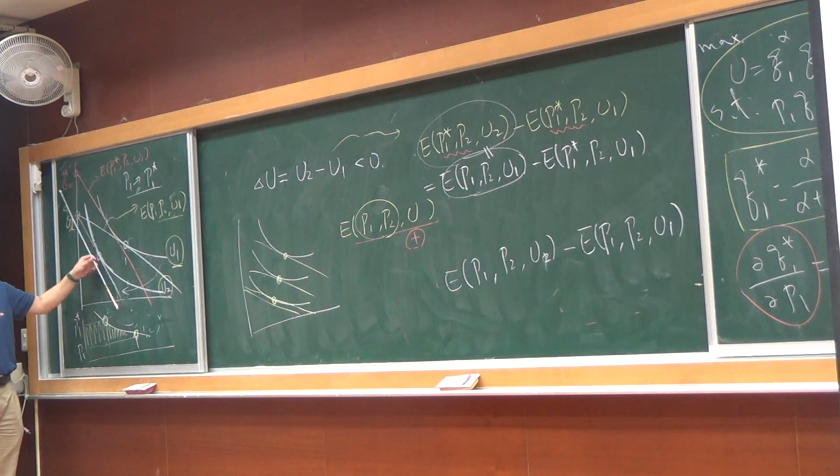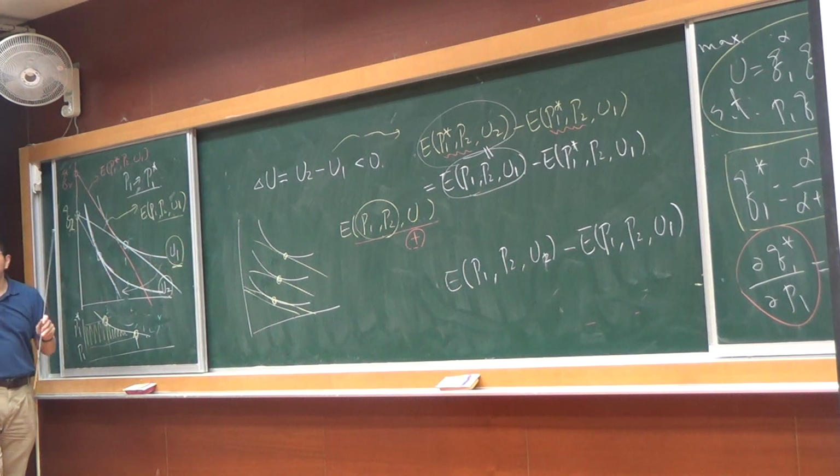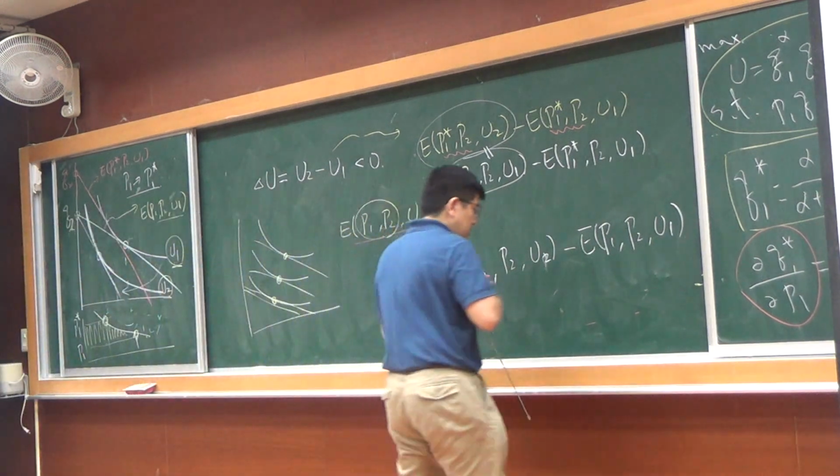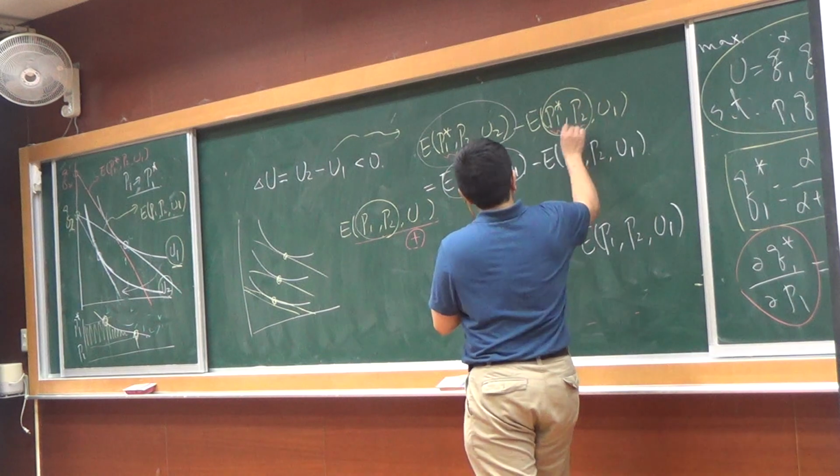So we need to decide to use the original prices or the new prices. Once we decide to use P1, P2, then we measure the difference using P1, P2, U2 minus P1, P2, U1. If we choose the environment to be P1 star P2, so we use P1 star P2 U2 minus P1 star P2 U1. So you need to decide which environment you are using, be it this one or this one.